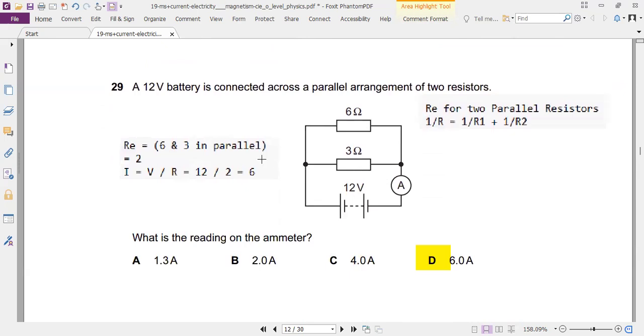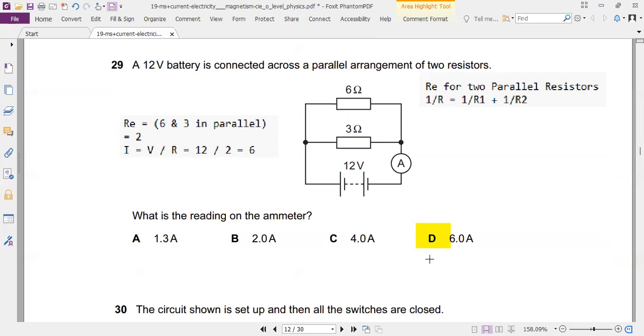So we have this arrangement, reading of the ammeter. First of all, we have to put these two in equivalent resistance. So 6 and 3 in parallel gives you 2. Look at this relationship. This is what we're going to use: 1 over R equals 1 over 6 plus 1 over 3. And this gives us this current, which is given in choice D.